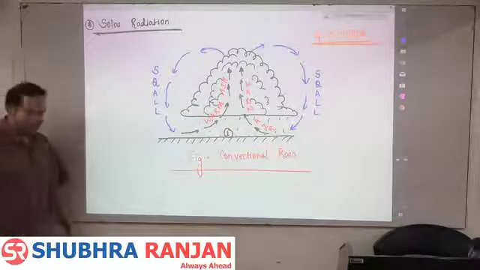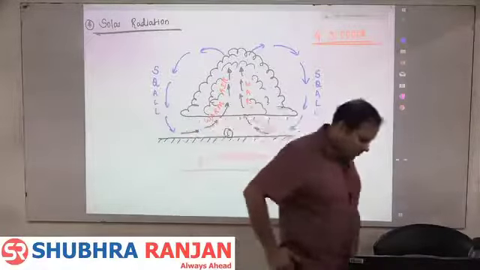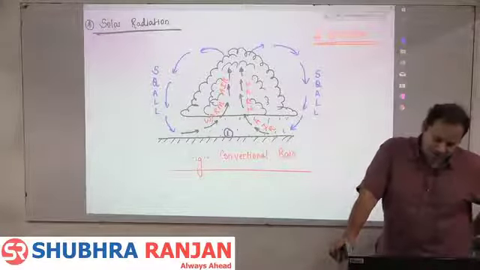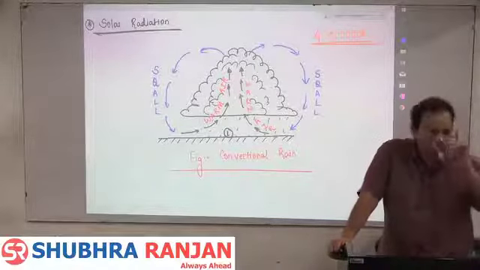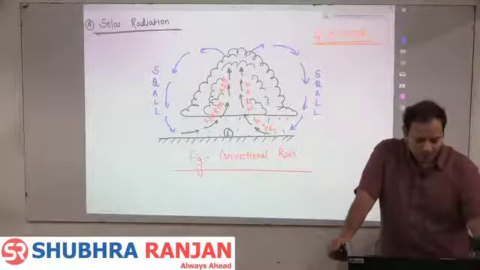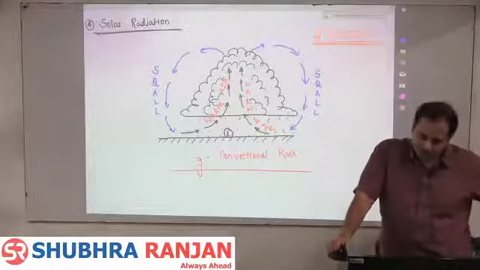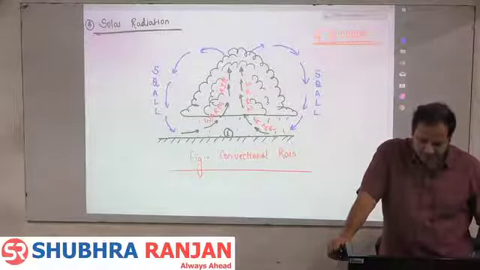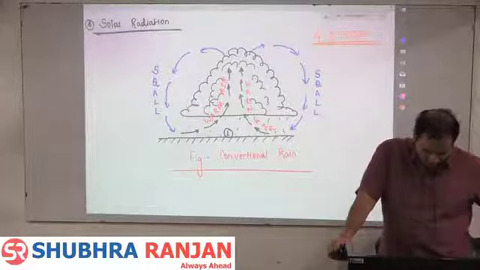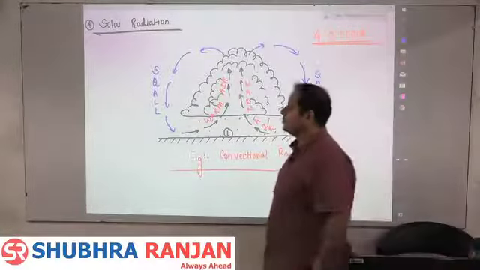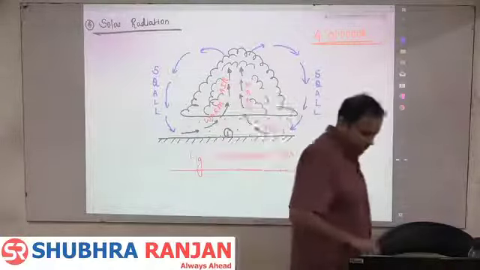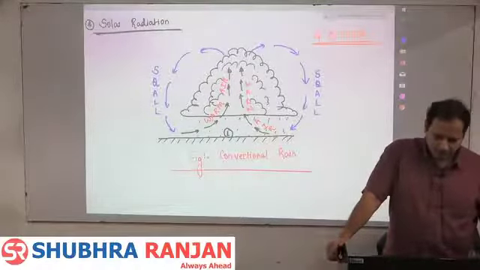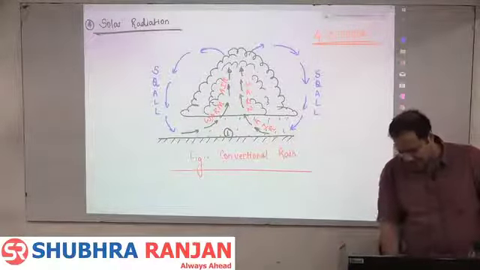Convectional rainfall is always associated with heavy rains of shorter duration, along with lightning and thunder, and sometimes hailstorms.